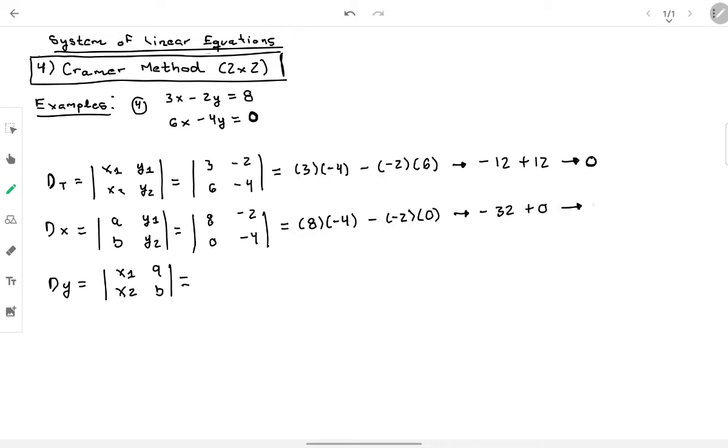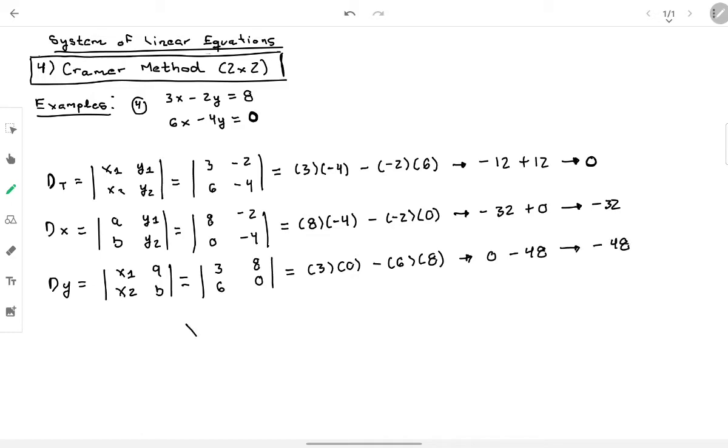So it's going to be -32. After that, we can do the same with y. To obtain the determinant of y, it's going to be 3 and 6, 8 and 0. So it's going to be 3 that multiplies 0 minus 6 that multiplies 8. So it's going to be 0 minus 48. So it's going to be -48.